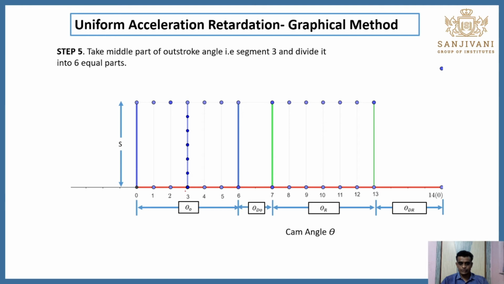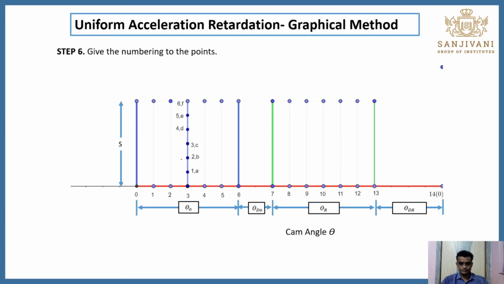Next, what we have to do is construct the middle portion. That means this is the first part, second part, third part, fourth part, fifth part, and sixth part. You have to construct the middle portion, that means line number 3, and divide it into 6 equal parts. I have divided it into 6 equal parts. Now we have to give the notation 1a, 2b, 3c, 4d, 5e, and 6f.